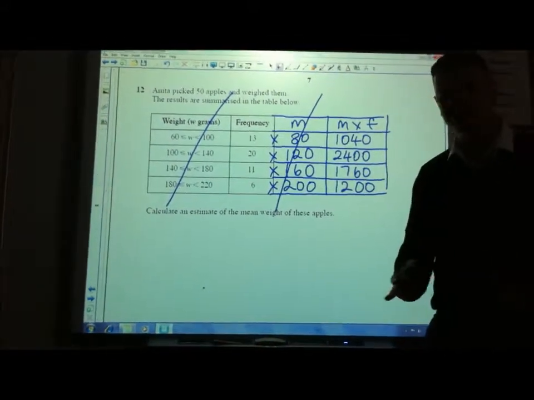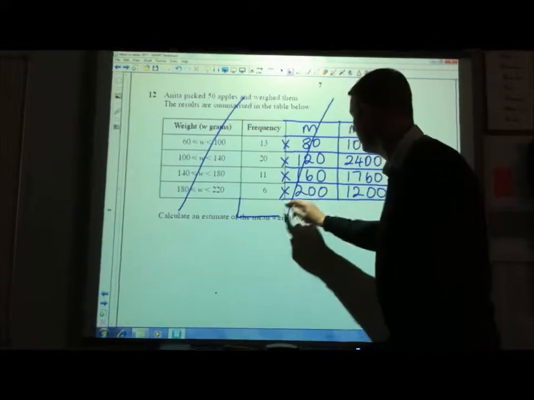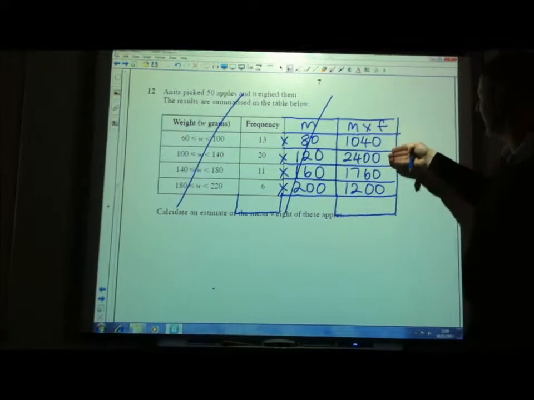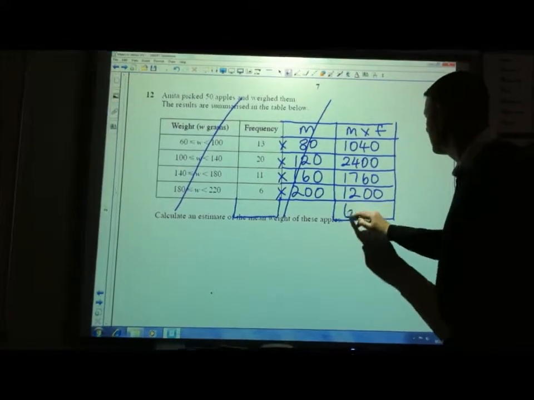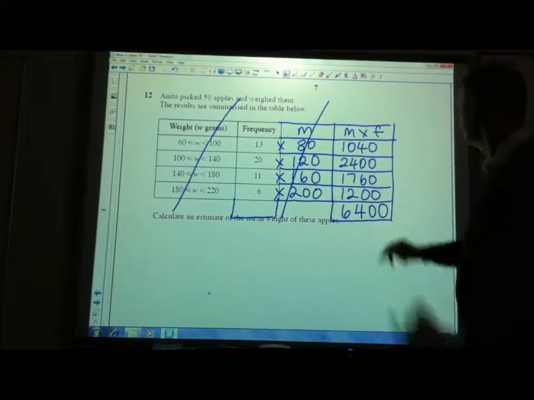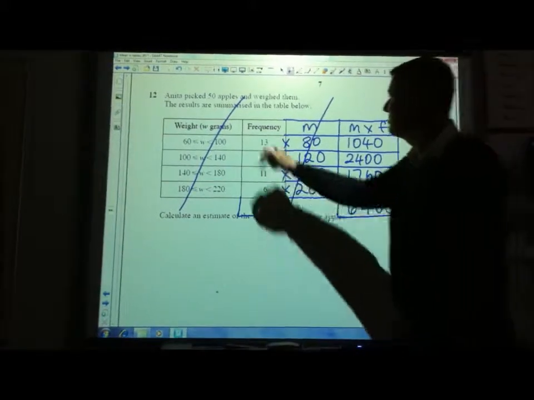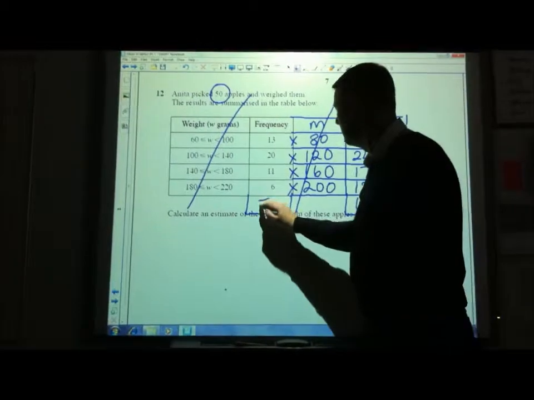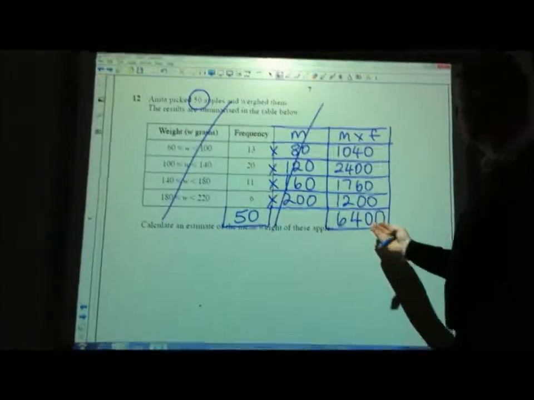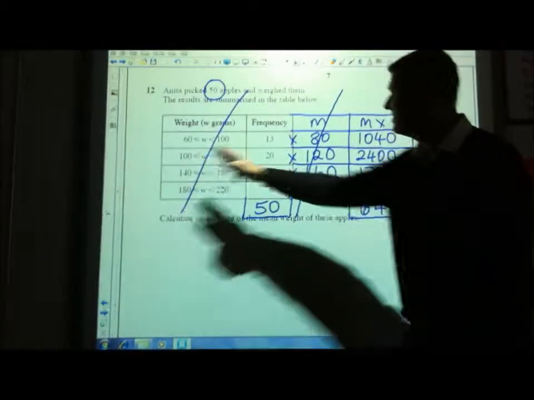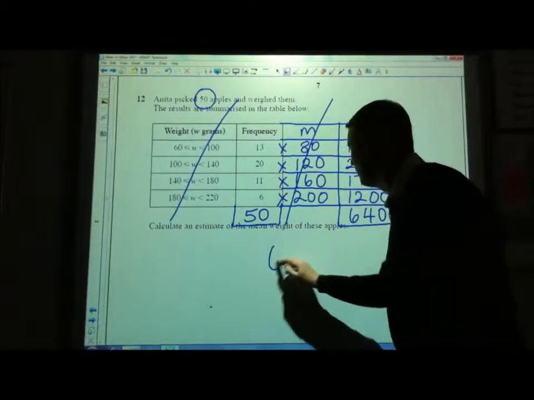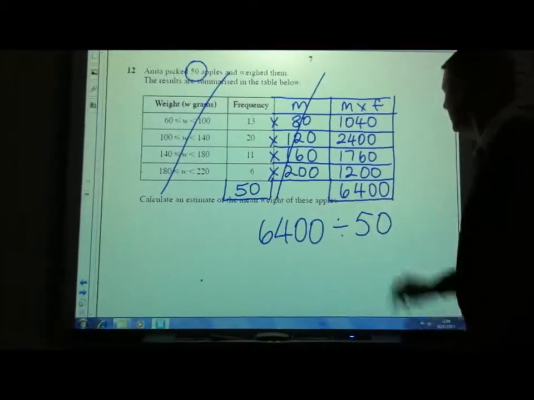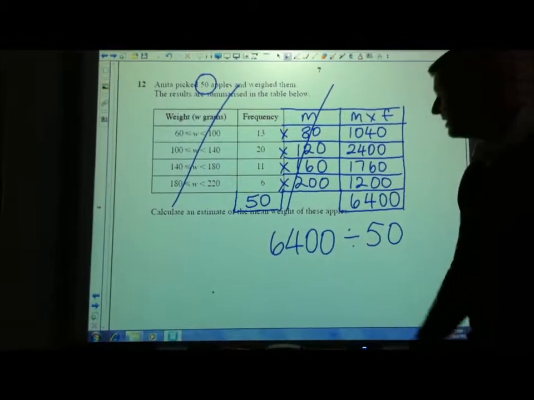What that means is we're looking for 2 numbers to divide, and that's that total and that total. If we were to add all of those up, we would get 6,400. We don't need to add these up because, again, the answer to that is in the question. That's 50. If we put 50 in there, we now know that the mean from this Raggi table is 6,400 divided by 50.